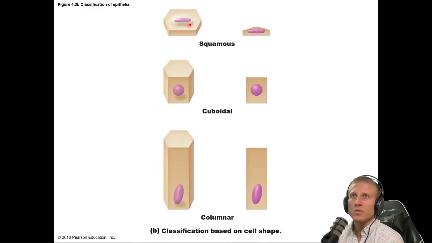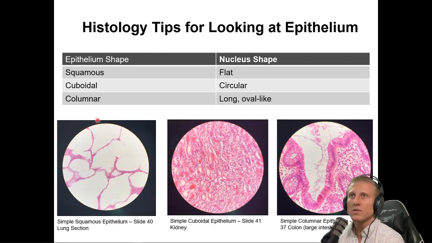Again, here we see squamous, flattened nucleus; cuboidal, relatively symmetrical, symmetrically proportioned with a round nucleus; and then columnar, rectangularly shaped, slightly elongated nucleus. We also see that written here verbally on this slide. Here are some examples of these cells in different tissues. Here we have the innermost portion of your lung.